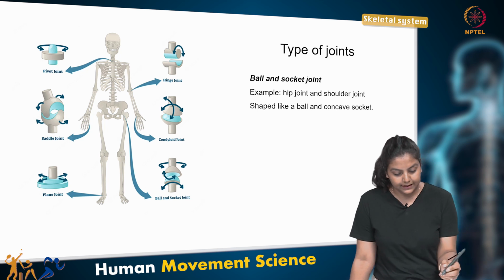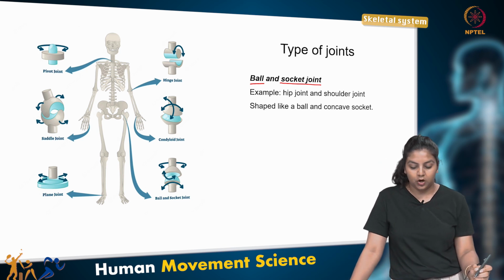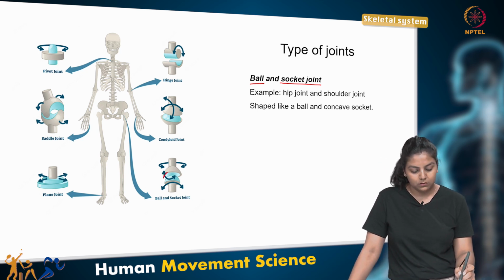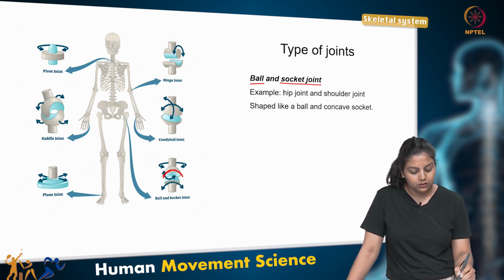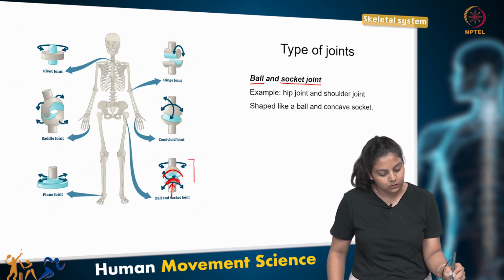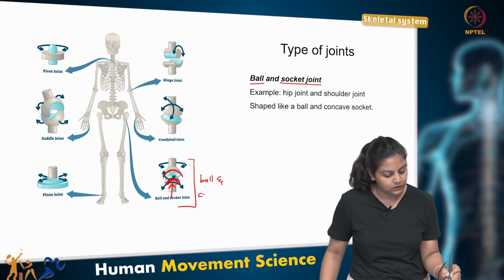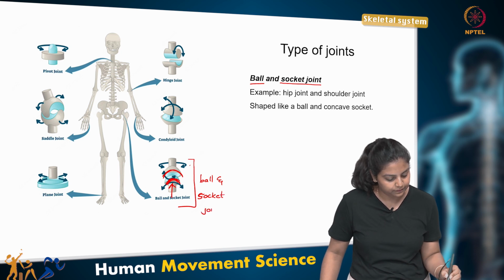Now let's look at the last type of joint, which is your ball and socket joint. So again, here you have a concave socket, that's your concave socket, and then you have the bone with the ball head, right. So that when these two attach, you get a ball and socket joint, right.